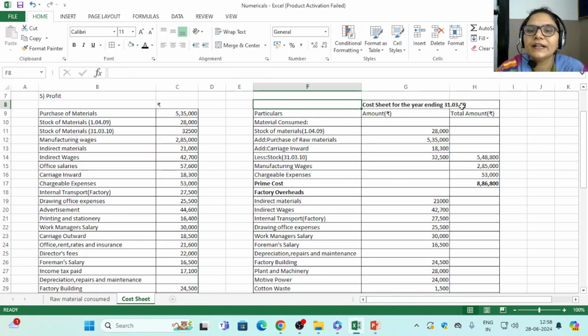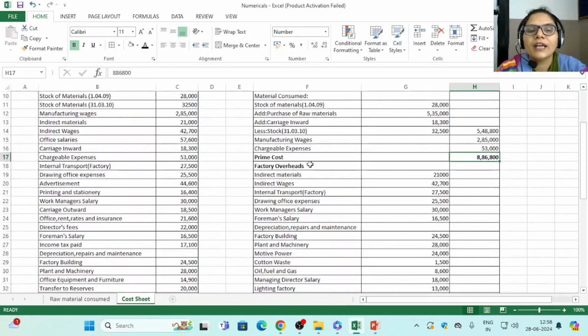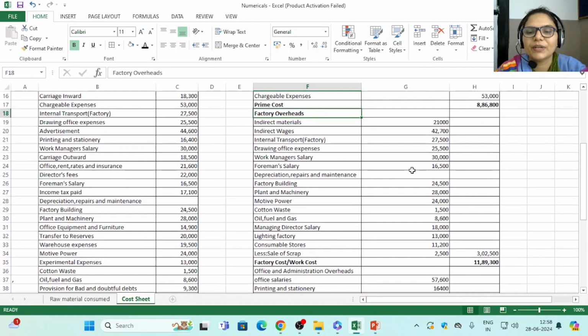Cost sheet for the year ending 31st March 2010. We are preparing a cost sheet for the year ending 31st March 2010. Particulars, amount, and then total amount. We will calculate the value of material consumed. We will add manufacturing wages and chargeable expenses, and after adding all these three values, we will get the prime cost.